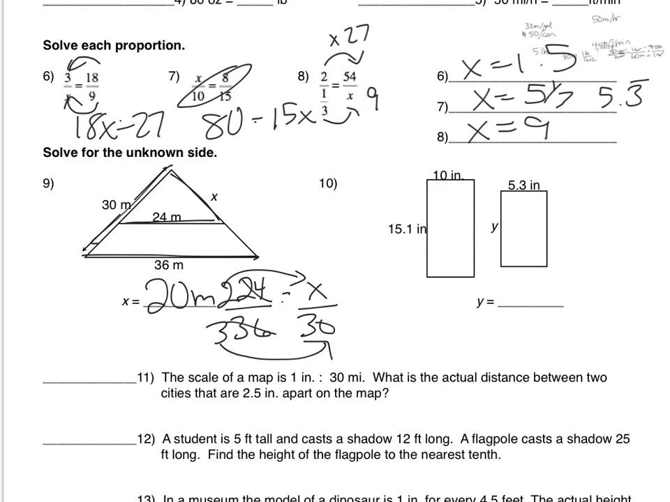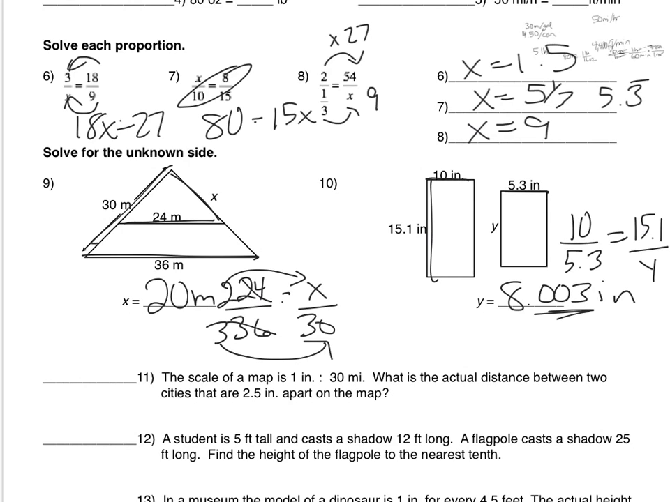For number 10, I'm going to go with 10 to 5.3, so 10 over 5.3 equals 15.1 over y. And I'm going to go ahead and cross multiply and divide, so 15.1 times 5.3 and then divided by 10 is equal to 8.003 inches. Now technically we shouldn't have decimals when we're measuring in customary units, but I'm just going to go ahead and leave it as that for right now.